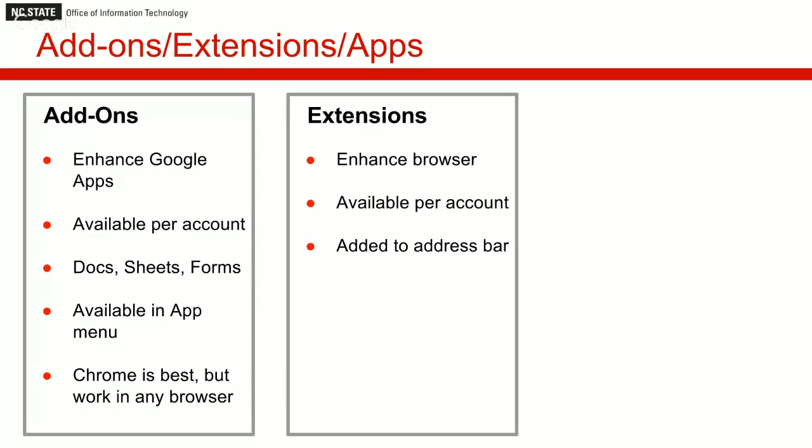They are also available per account, so you must be logged into your Chrome account in order to access those extensions. But again, you can be logged into any computer, anywhere, as long as it's within Chrome. And they are added to your address bar. So those shortcuts are very easy to find up in your Chrome address bar, and you can access the extension that you want to activate.